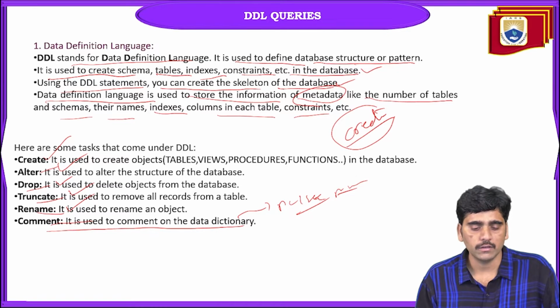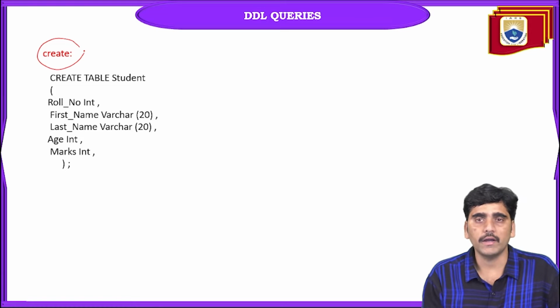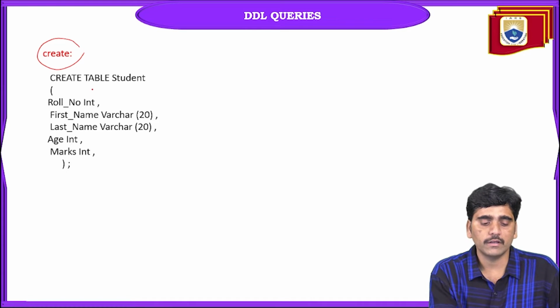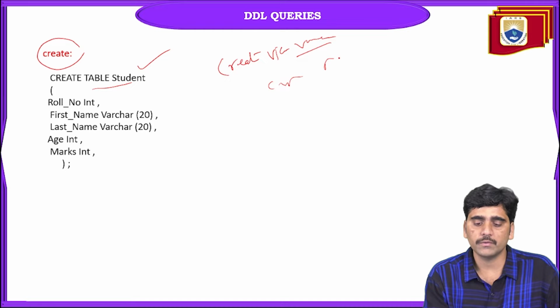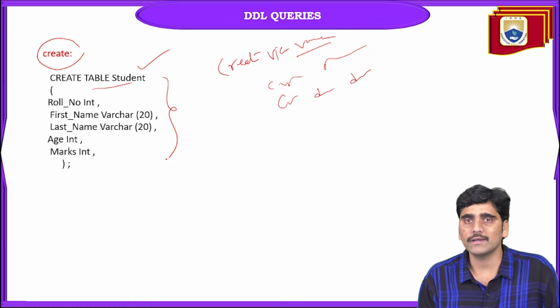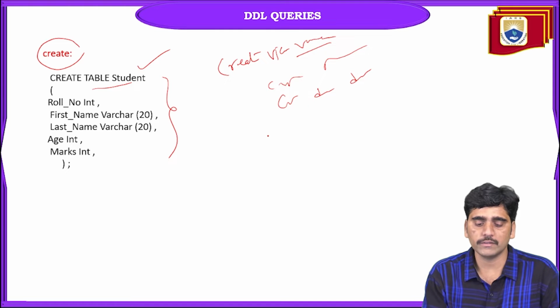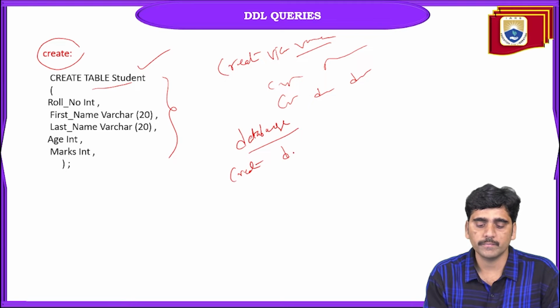So creating the table. With the help of this create command, you can create the table. You can create the view also: create view name. Create procedure name. Create database name. To create all these tables, first of all you need to create the database. What do we need to create first? The database. So create database name.